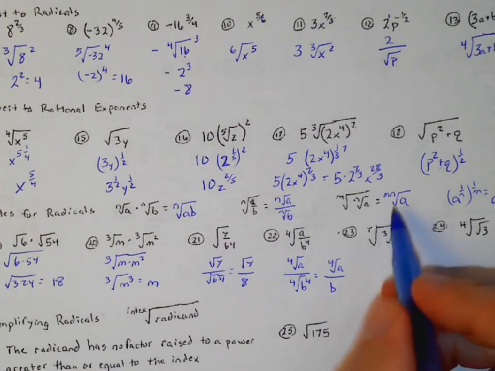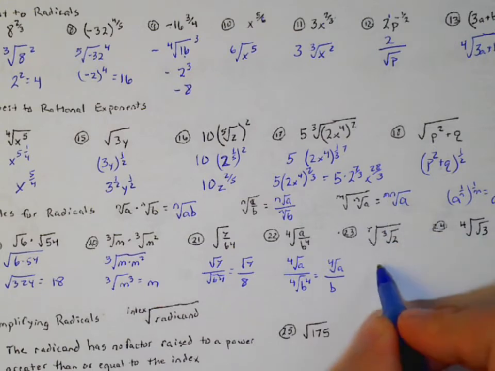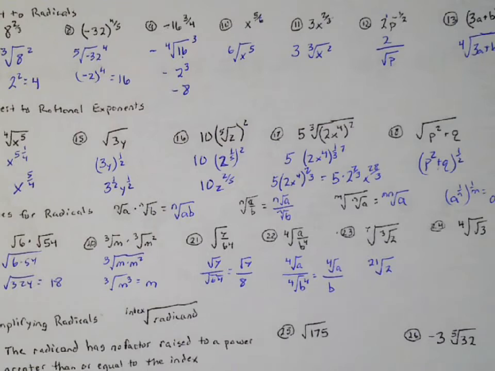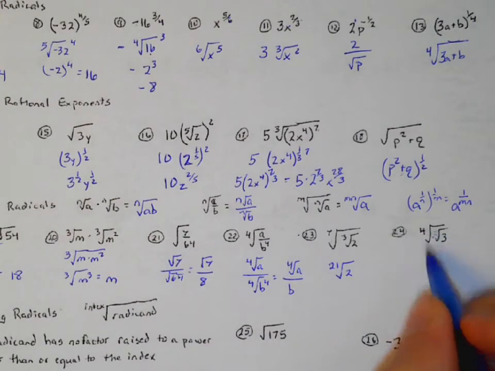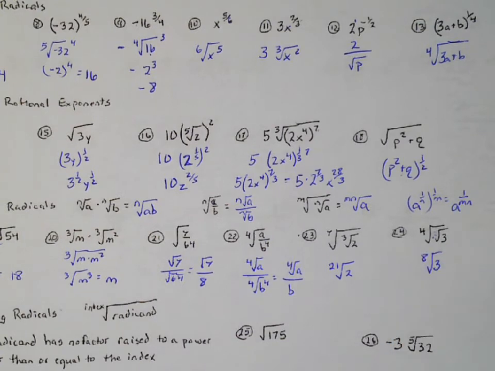Thinking about this idea here, this would be the 12th root of 2. This is like a square root, right? There's an implied 2 there. So it'd be the 8th root of 3.